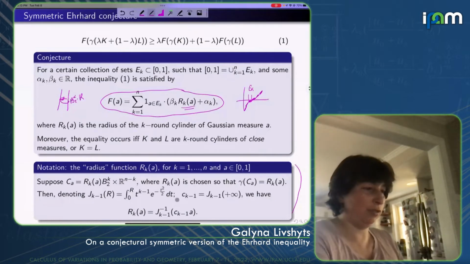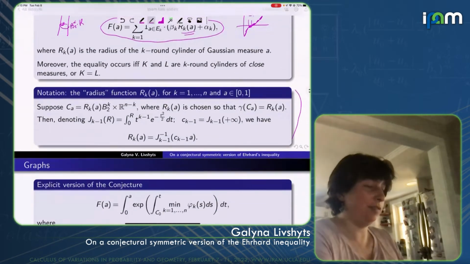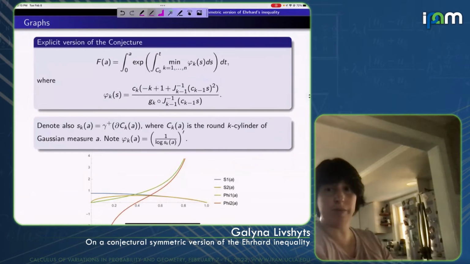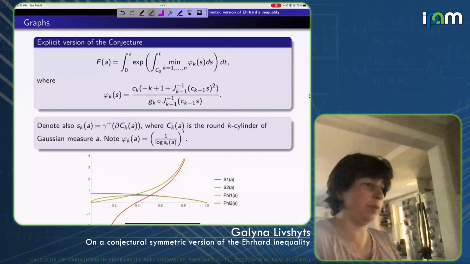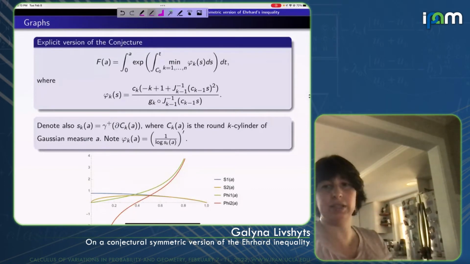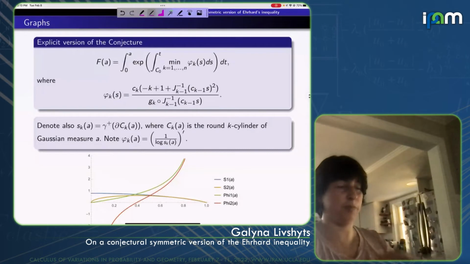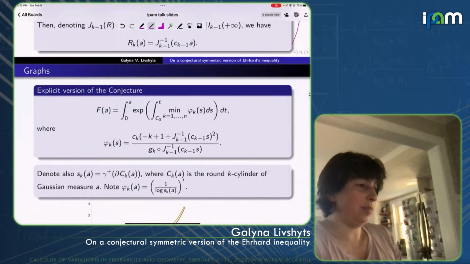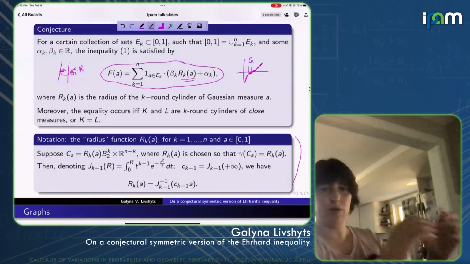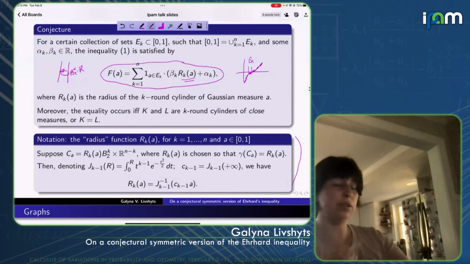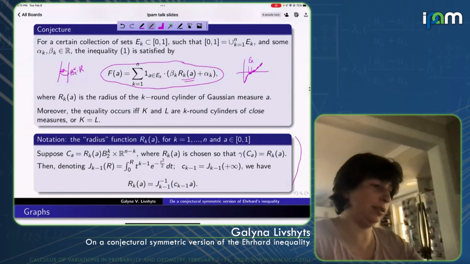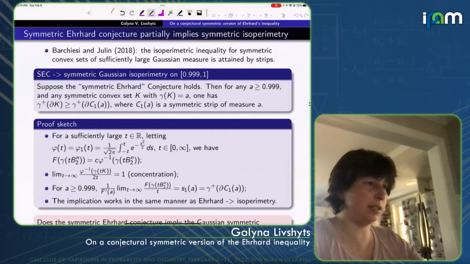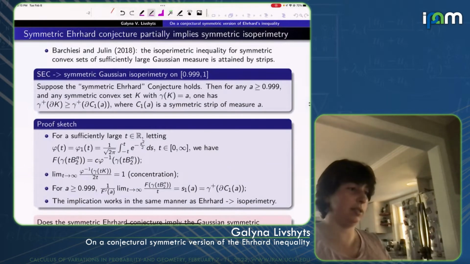Funny enough, it took me some time to realize that this is the form of this conjecture. Initially, I realized that there is this explicit form of the conjecture. You can write it down. I'll not spend time explaining why, but this form is explicit in the sense that here at least the intervals are specified. The C2 function. Again, it doesn't matter so much. Probably it's easier to remember it as the function that, interval per interval, equals the radius of the corresponding k-round cylinder. So I conjecture that this function does give the Ehrhard type inequality for symmetric convex sets.